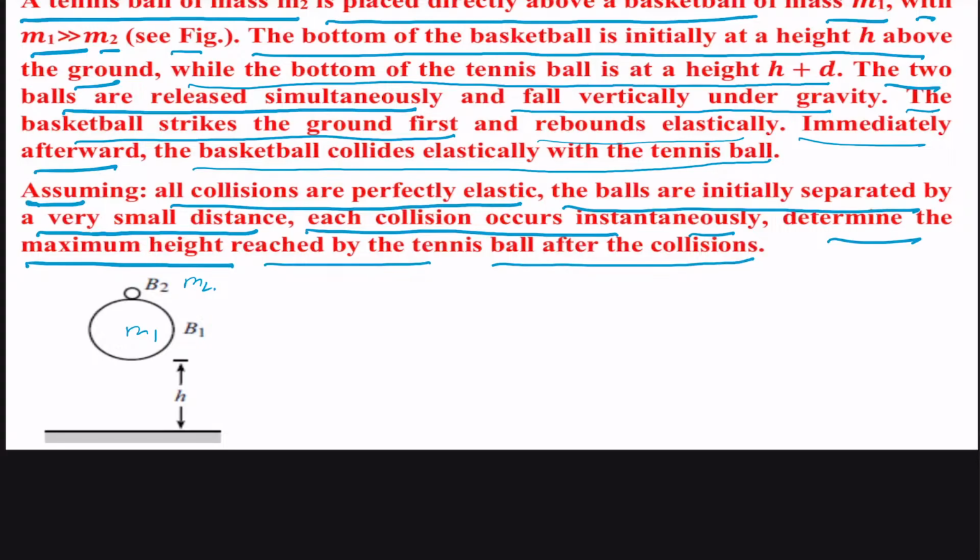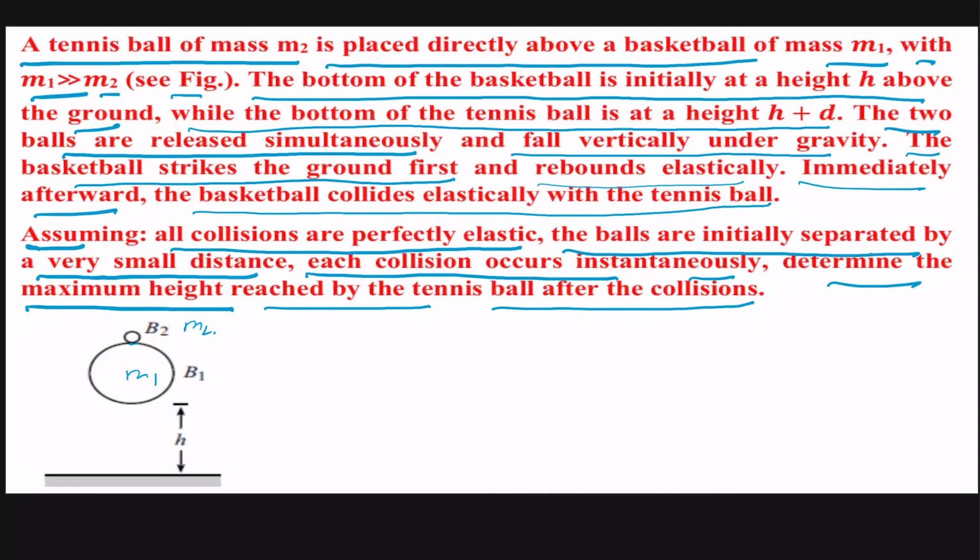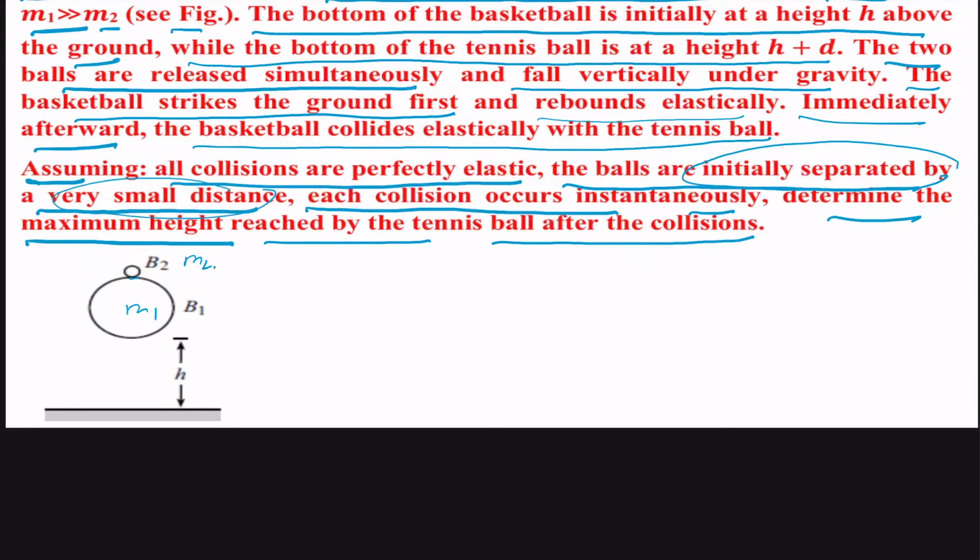And in this picture these are very close, but in the question it is mentioned that they are initially separated by a small distance. Okay, that is mentioned in the question. So actually we can say that suppose this is our B2, then this is our B1. There is a small distance between the two. That's the basic question, because this approximation is going to help us to solve this, our h plus d.